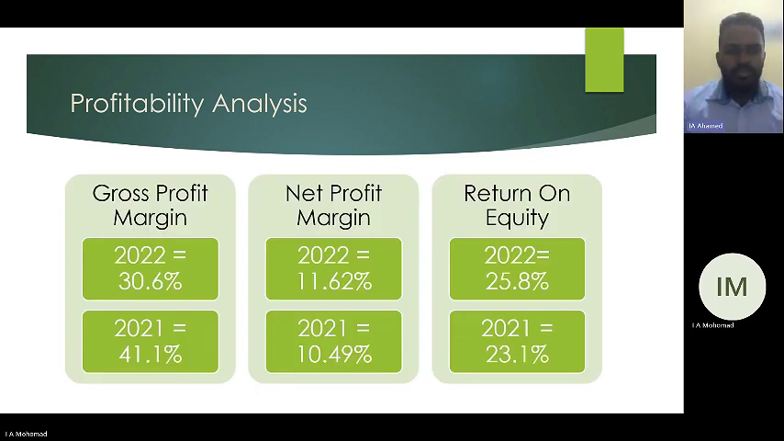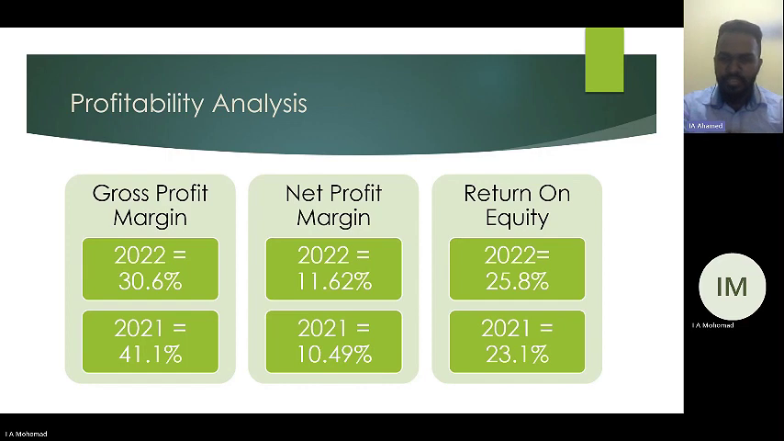First thing, gross profit. You can look in our slides. In 2021, they had a gross profit margin of 41.1%, and in 2022, 30.6%. The gross profit margin went down even more in 2022, going down to 30.6%. This means that the company made much less money from its main insurance business in 2022 than in 2020 and 2021.